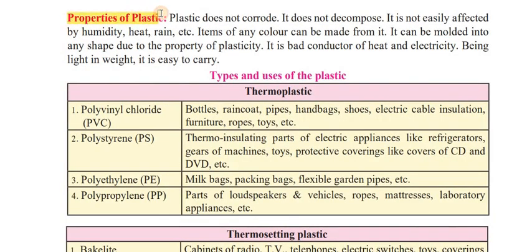Here are the properties of plastic. First one, plastic does not corrode, it does not decompose. Third one, it is not easily affected by heat, rain, etc. And last, fourth one, plastic is a bad conductor of heat and electricity.